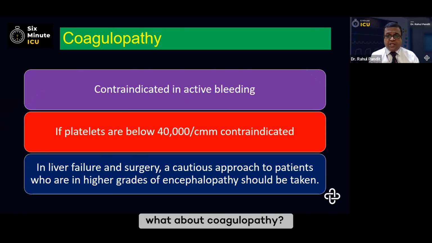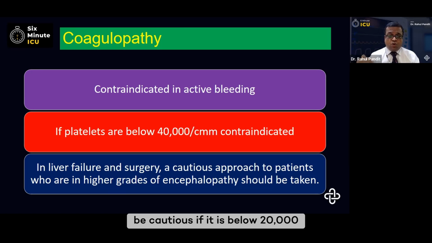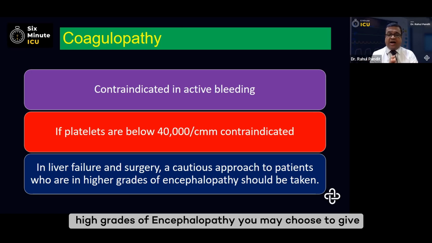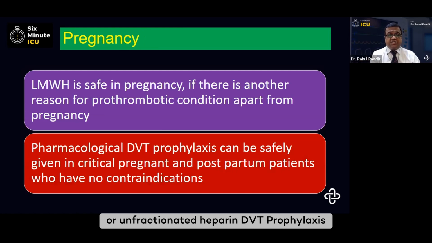What about coagulopathy? Well, it's contraindicated in active bleeding to give any form of prophylaxis. If the platelet count is below 40,000, be cautious. If it is below 20,000, contraindicated. Liver failure and surgery, a special cautious approach to a patient with high grades of encephalopathy. You may choose to give them low molecular weight heparin or unfractionated heparin as DVT prophylaxis.